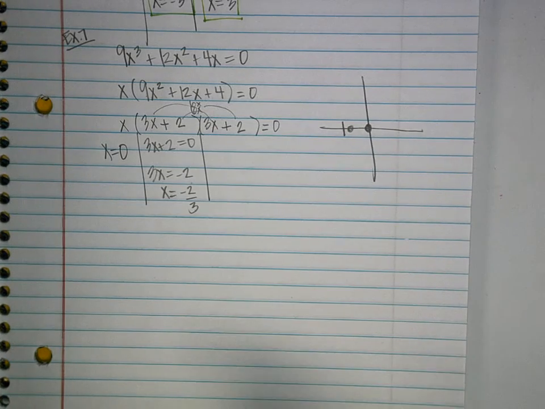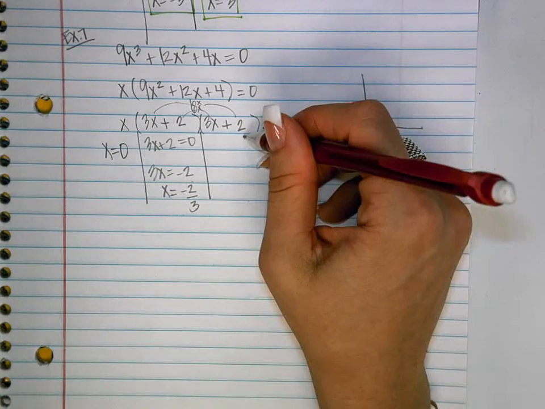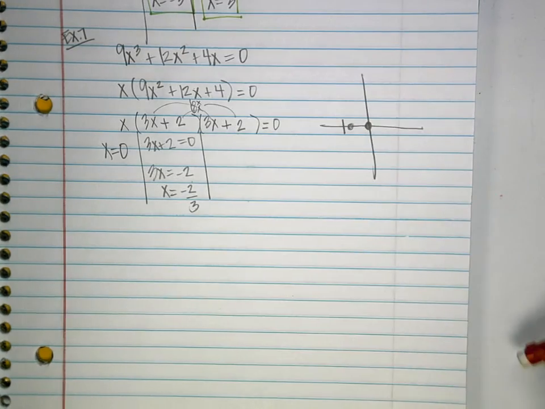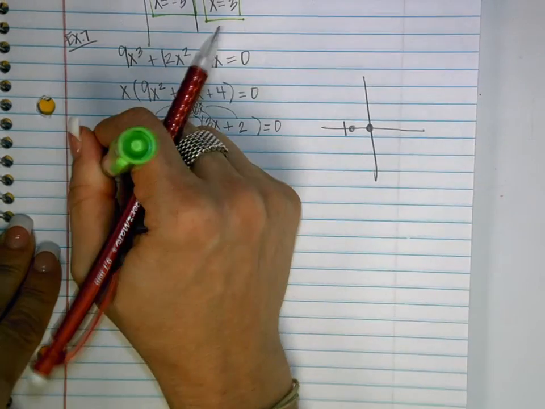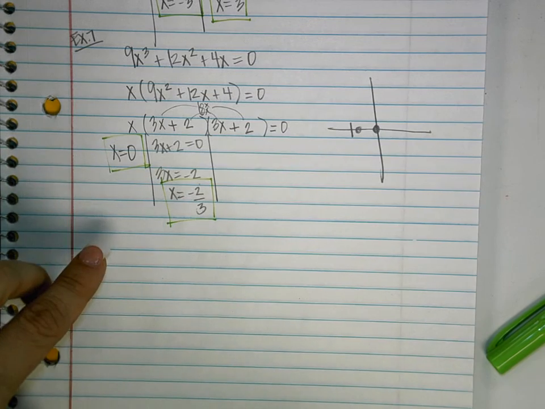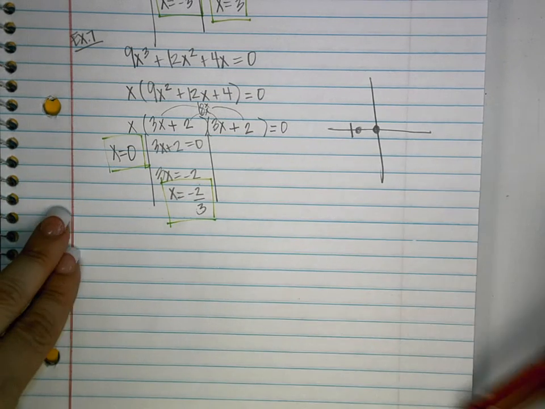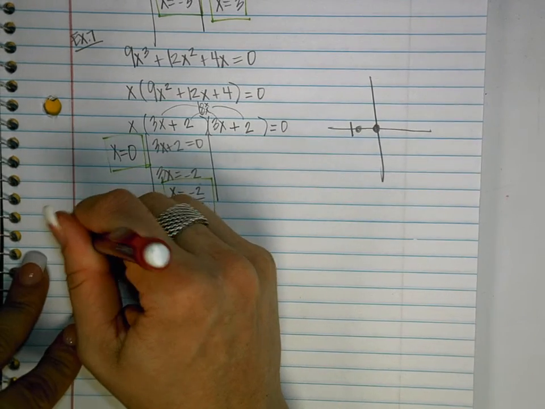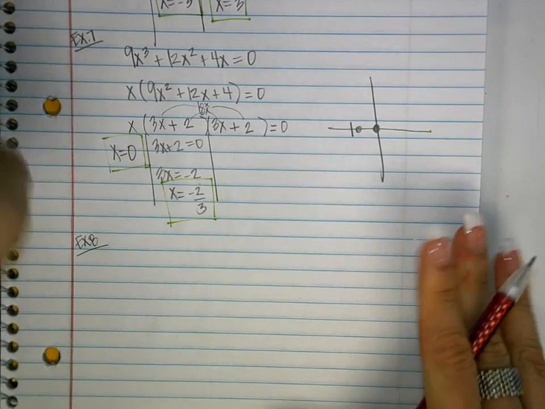That's fine. Now, do I need to rewrite this last one? No, because it's going to be the same thing. Okay? So you only have to do it one time. I do not want to see 0, comma, 2/3, comma, negative 2/3. Okay? That does not work. Please do not write it twice. You only write it one time because it is only one x-intercept.